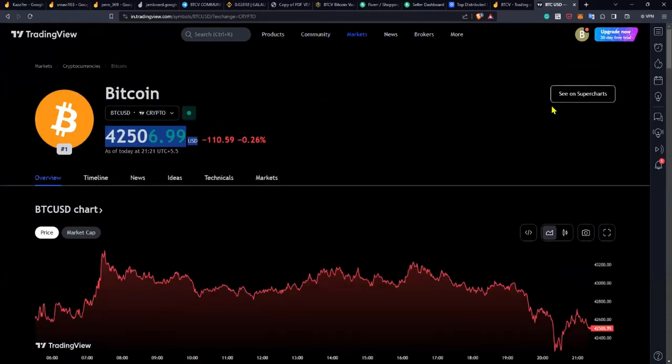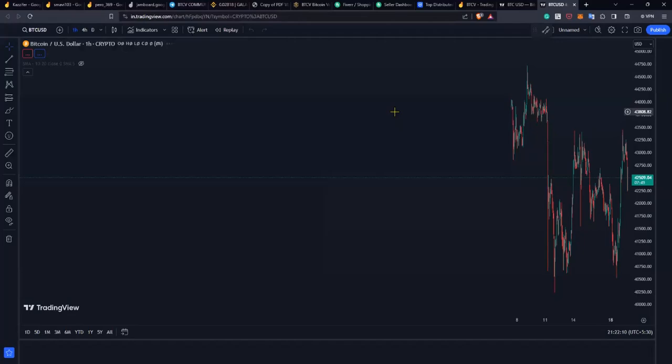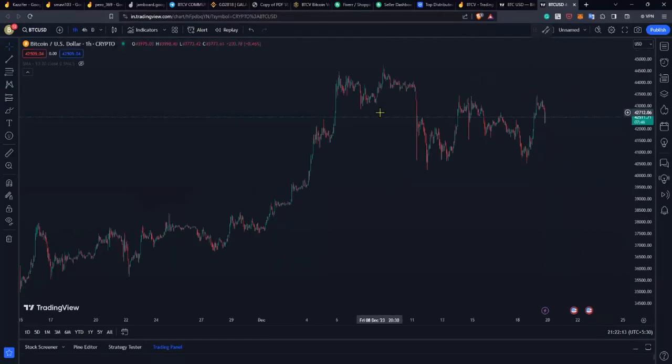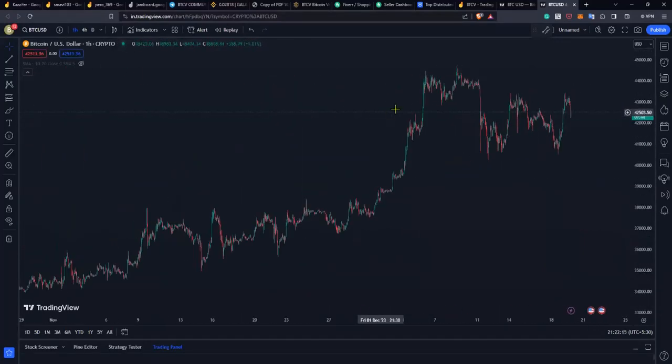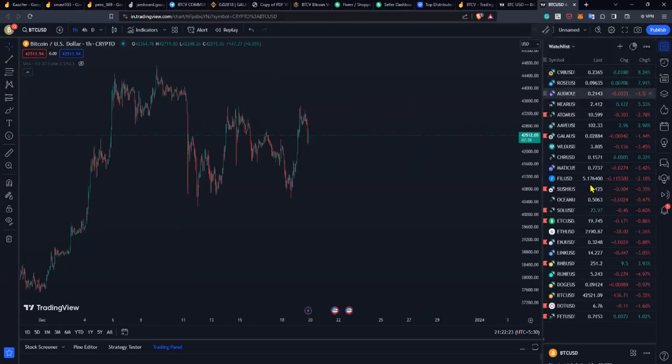Now what you have to do is click on this option, see, Supercharts. If you click on this option, you will see the chart. That's the chart right here. Okay, understood? Now you can use different tools on the left-hand side. You can change the time interval. You can add a few coins to your watchlist. It's up to you.